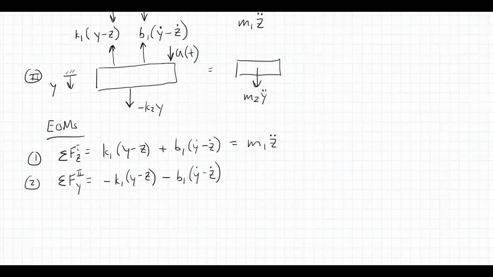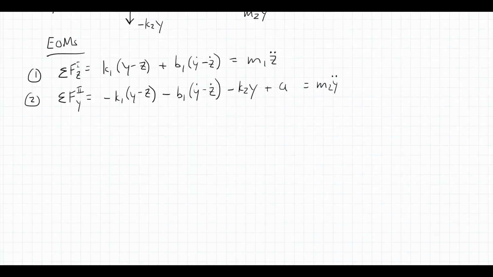In the y direction, I have the K2 spring. Well, it's pointing downward, but it's a negative K2 times y. And then I also have a positive u of t. I'll just write it as u, equals M2 y double dot. And that's the complete free body diagram and then equation of motion for the second picture. So those are the only equations of motion that I can create from what I have.